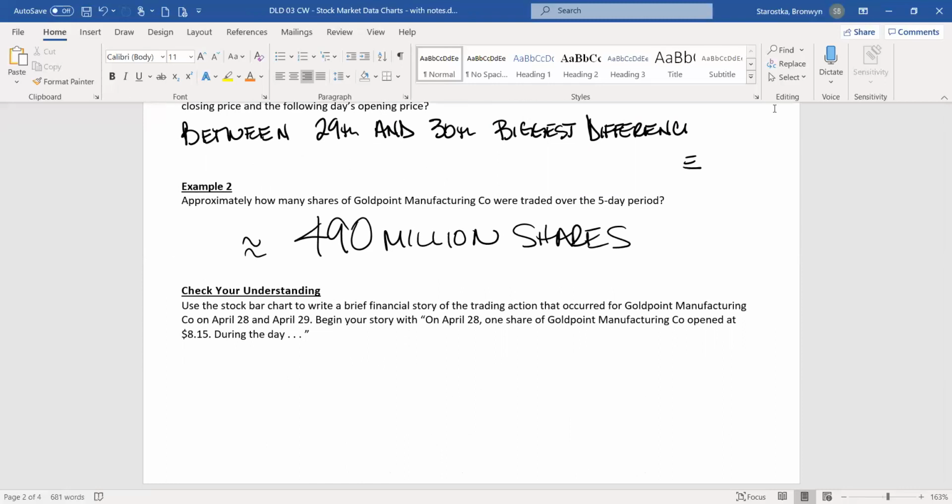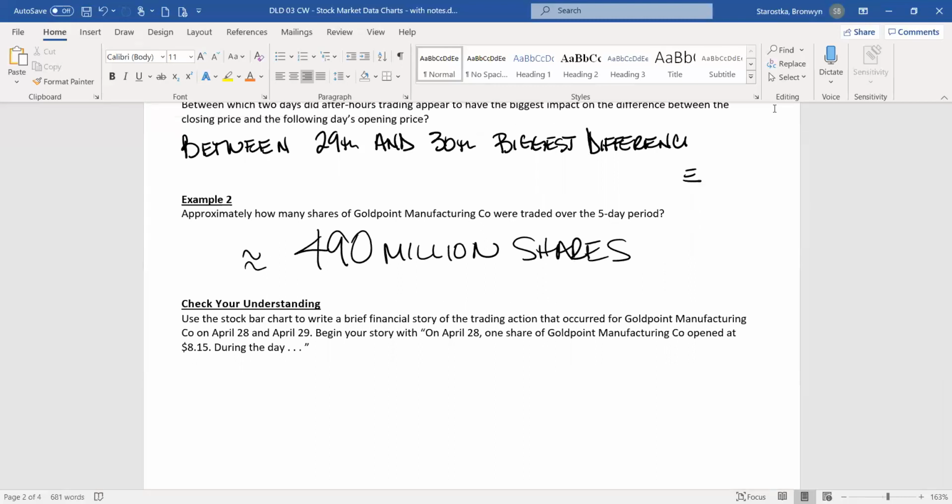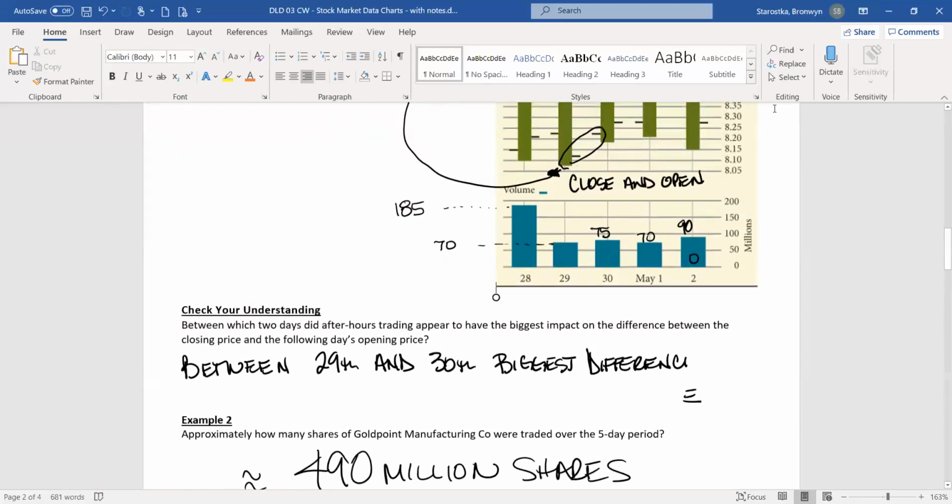Using the stock bar chart, write a brief financial story of the trading action that occurred for Gold Point Manufacturing Company on April 28th and April 29th. Begin your story with: on April 29th, one share of Gold Point Manufacturing Company opened at $8.15 during the day. Let's go up there and look at that $8.15. This is where it opened, right?